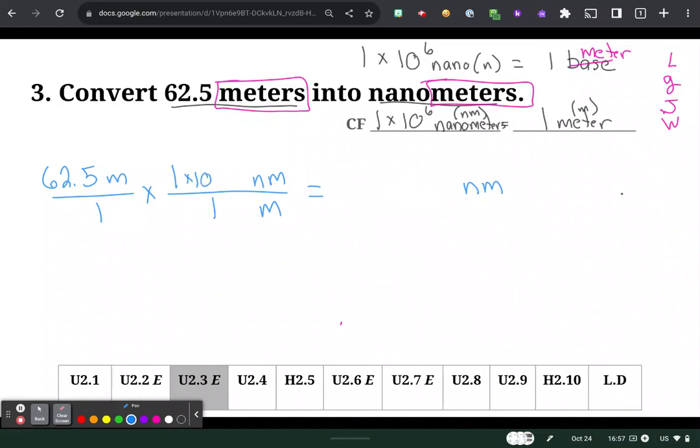For every 1 meter, I have 10. I'm sorry, this should be 9. I've been screwing this up the whole time, sorry. 10 to the 9th nanometers. 6 would be micro. So 1 times 10 to the 9th nanometers. All right, then I can plug that in.